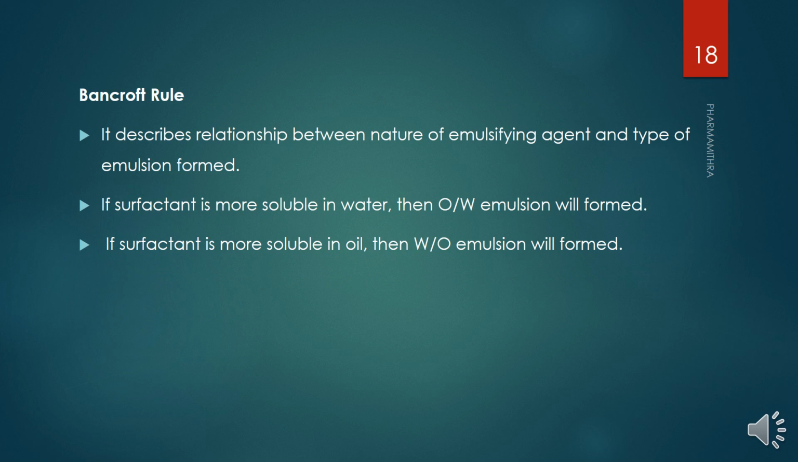Next is the Bancroft rule. This Bancroft rule describes the relationship between the nature of the emulsifying agent and the type of emulsion formed. Simply, if the added surfactant is more soluble in water, that may produce the oil in water emulsion. Or if the surfactant is more soluble in oil, that may produce water in oil emulsion. It is based on the Bancroft rule.